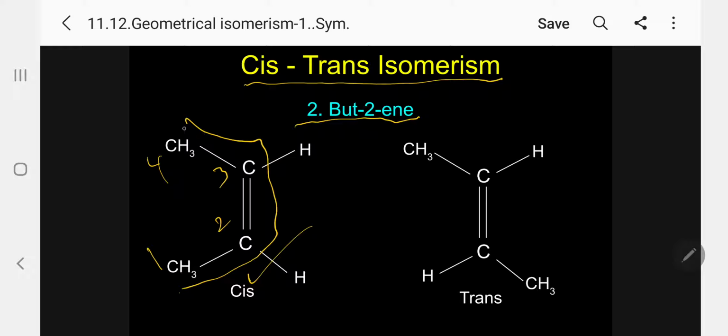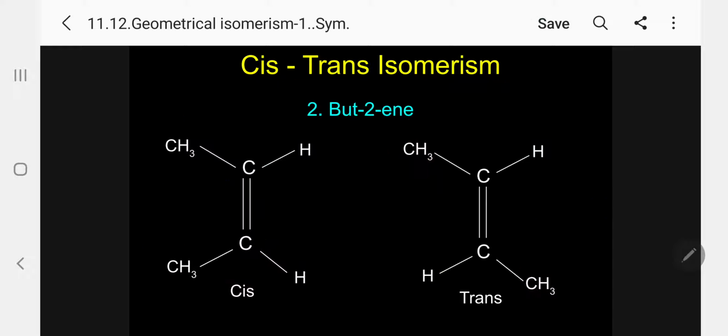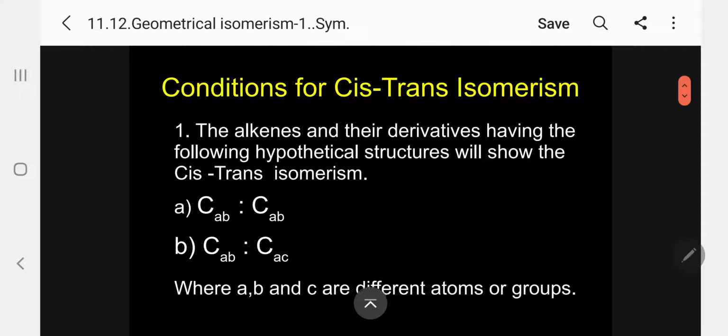Cis means methyl on the same side, hydrogen on the same side in cis isomerism. Whereas in trans, methyl on opposite direction, hydrogen in the opposite direction. We'll call it as trans 2-butene. Please follow. These are the 2 examples to give geometrical isomerism, that is called cis-trans isomerism. Here, for competitive point of view, one important information I want to give.